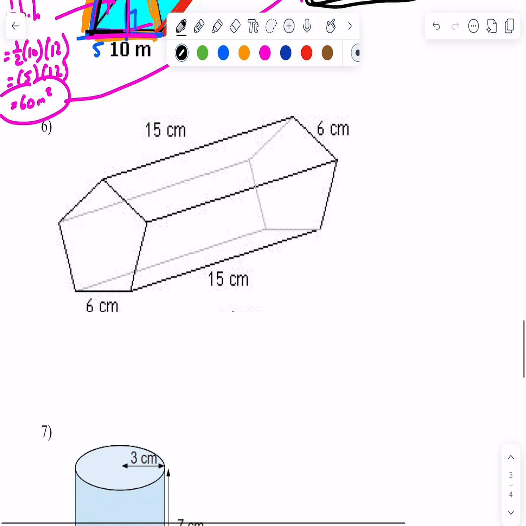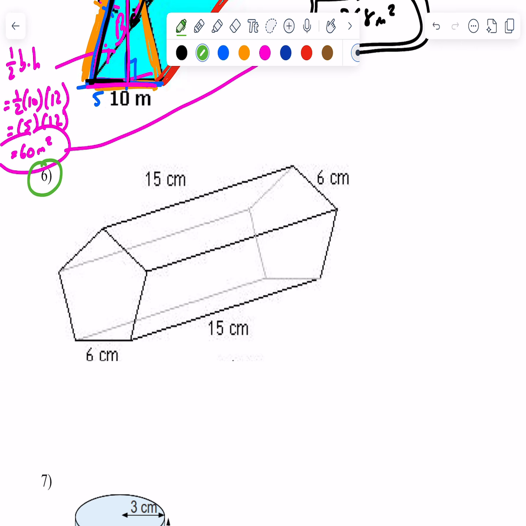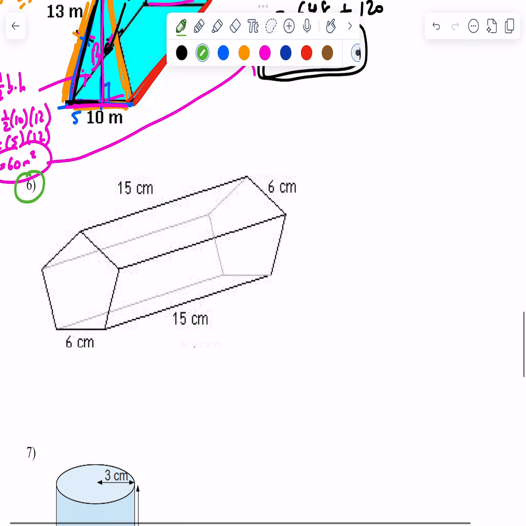All right, so next up, number 6. Okay, right here, again, we've got, this is a 1, 2, 3, 4. Ooh, this is a pentagon. This is going to be a fun one. This is a pentagon. So we got a little bit more work here today.